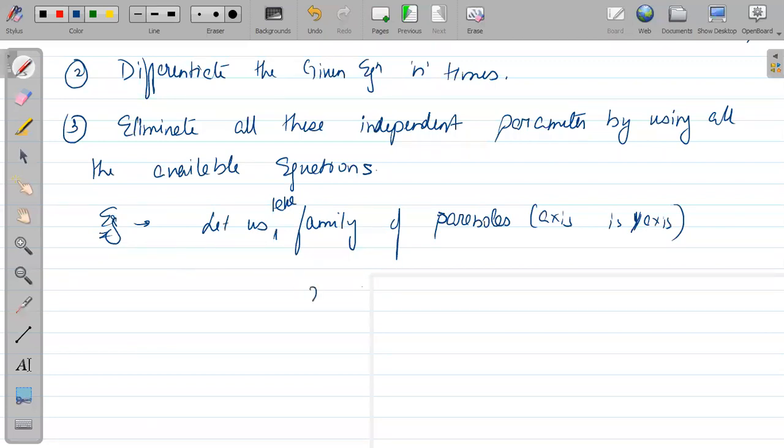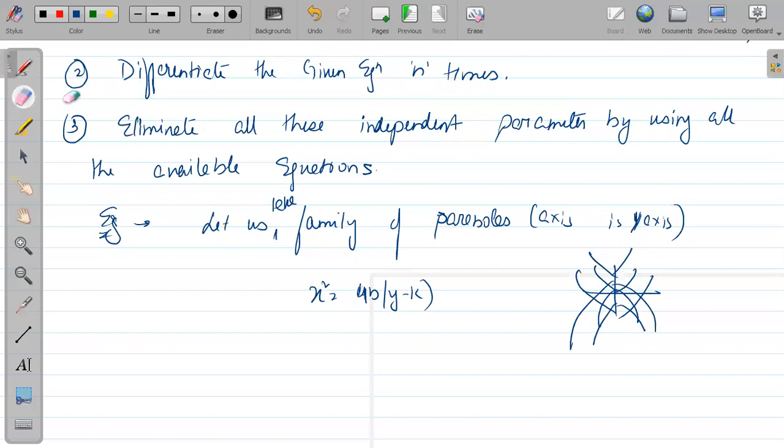So how to write, sir? x square is equal to 4b y minus k. How many independent parameters are there, sir? B and k. Because of b, if b is positive, it is upward. If b is negative, it is downward. If k is positive or negative, the vertex is changed, here like this, or here like this. So it is representing family of parabolas. So we have to generate a differential equation which can also represent family of parabolas.